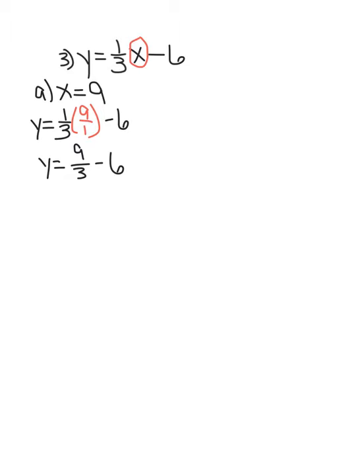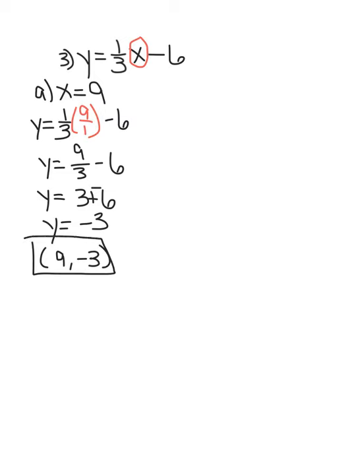Do the division next. 9 divided by 3 is 3. So we have y equals 3 minus 6. And then 3 minus 6 is 3 plus a -6, which is -3. You can also put 3 minus 6 straight into your calculator and get that as well. All right, so we have y equals -3. So the point we're looking at is (9, -3). When x is 9, y is -3.